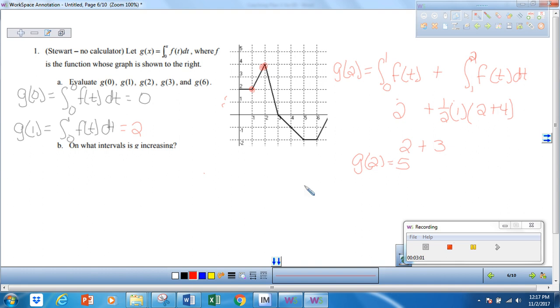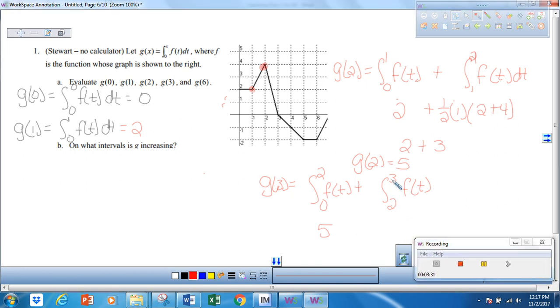So g of 3 is the integral from 0 to 2 of f of t plus the integral from 2 to 3 of f of t. Okay? We already know that that value is 5. So now we have to find the value from 2 to 3. So that is a triangle. So that's 1/2 times the base of that triangle, which is 1, times the height of that triangle, which is 2. So then I get 5 plus 2, and that's 7. So g of 3 is 7. So we have g of 2 is 5, and g of 3 is 7.